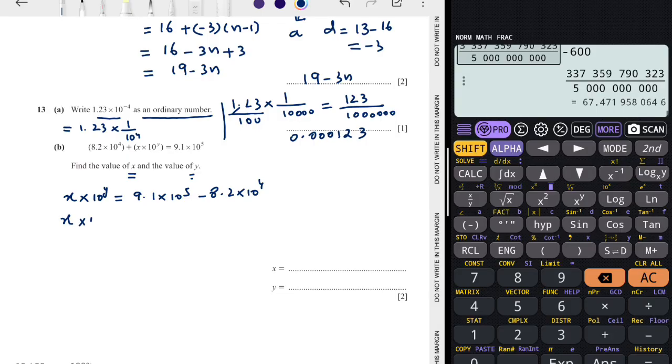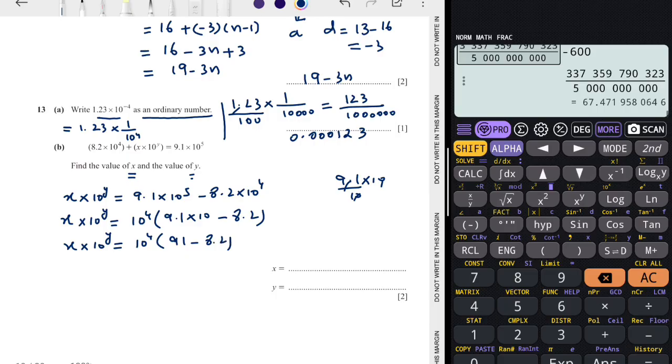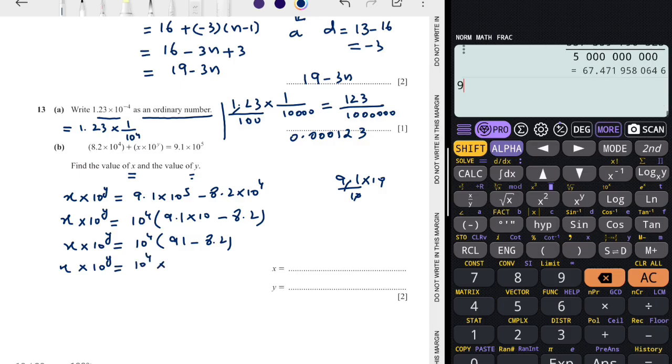So x times 10 raised to the power y is equal to, take 10 raised to the power 4 as common, it will be 9.1 into 10 minus 8.2. So x times 10 raised to the power y is equal to 10 raised to the power 4, and 9.1 times 10 would be 91. So 91 minus 8.2. Now x multiplied by 10 raised to the power y is equal to 10 raised to the power 4 into 91 minus 8.2. It will be 82.8.